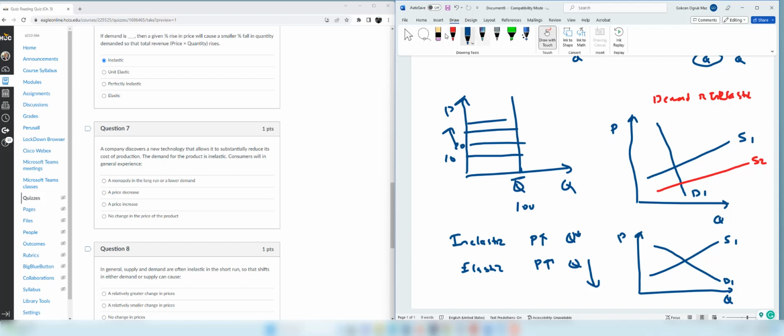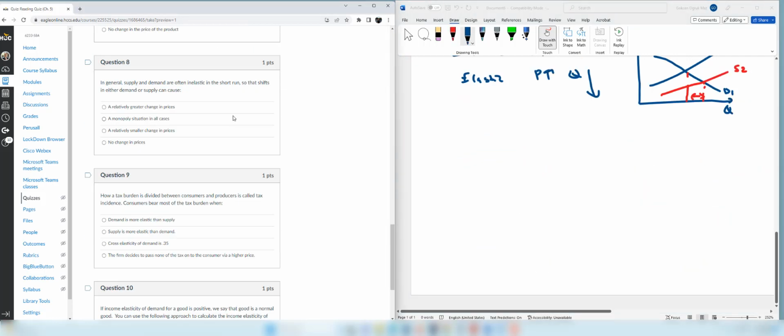And now because of this change, look what happens, supply shifts to the right. This is S2. So now let's compare. The quantity change is much larger when the demand is elastic. And when you compare to here, look, the quantity change is much less when the demand is inelastic. So for sure in both cases the prices are going to decrease. Therefore the right answer is a price decrease.